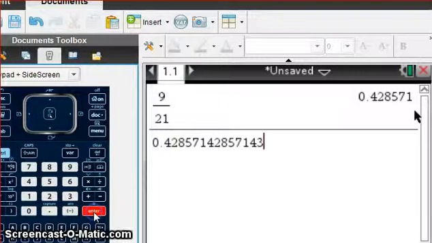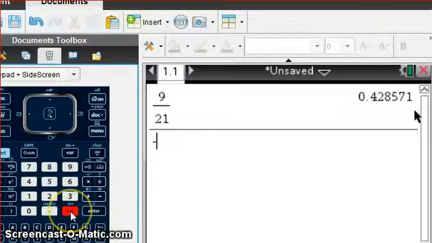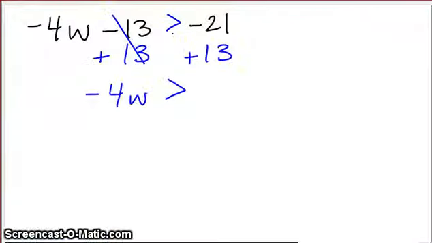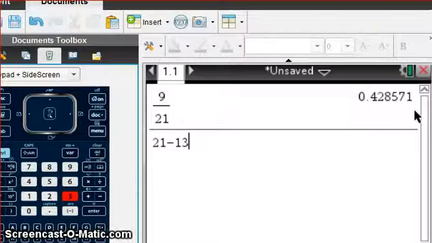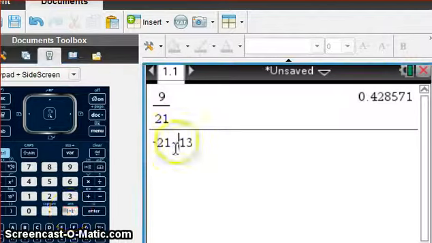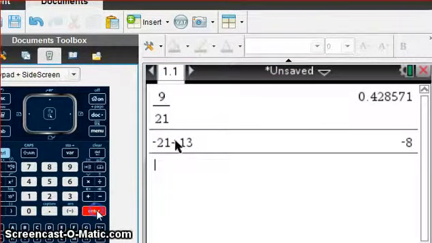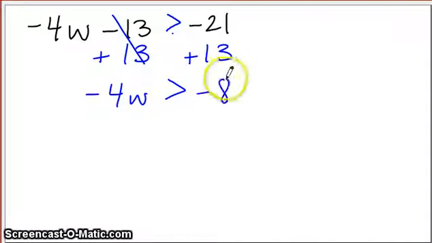Let's check it. That is not what I wanted. I'm not typing this in right. Negative 21 plus 13. Okay. Now we have negative 8.